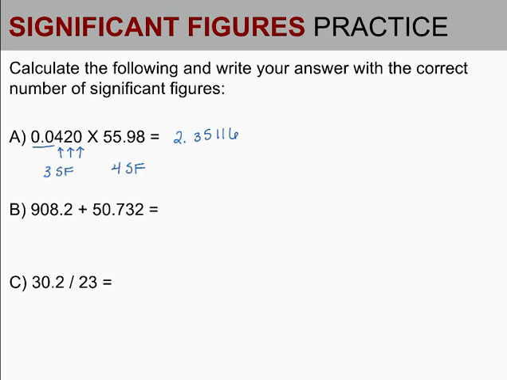Because our least accurate measurement has 3 sig figs, our final answer will also only have 3 sig figs. So it would be 2.35.